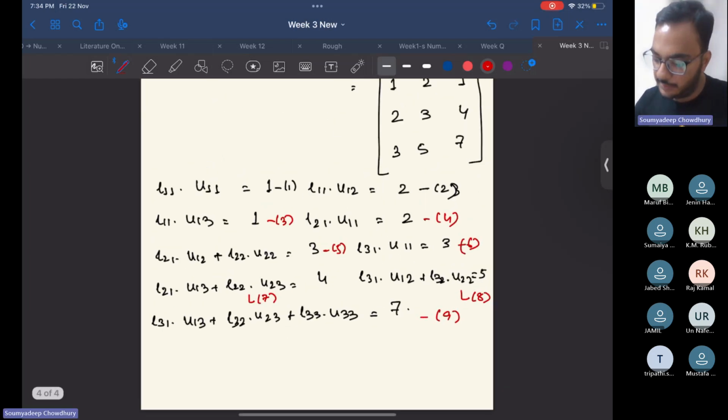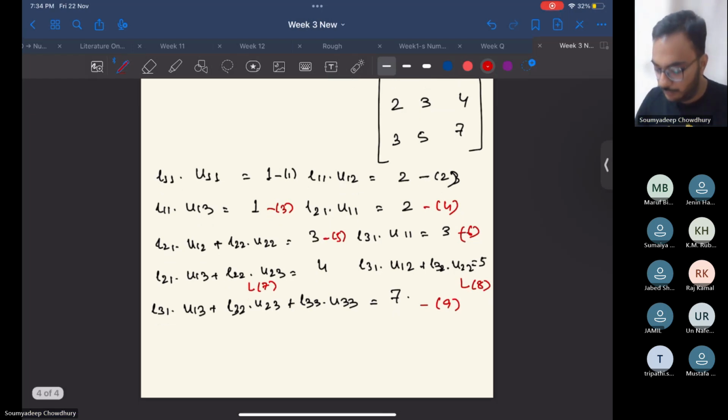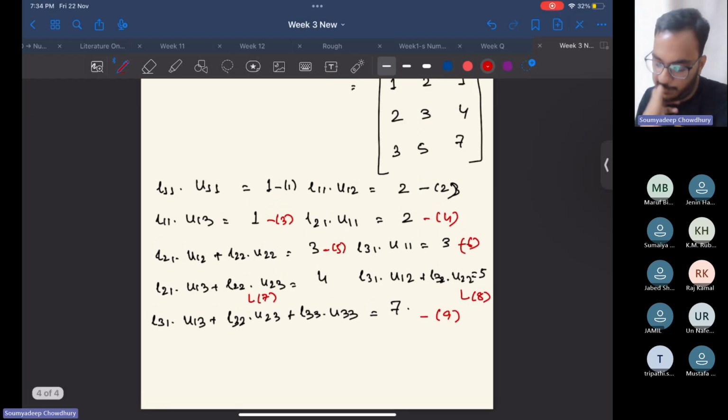So now first we'll see the first equation. If you see L11 into U11 equals to 1. So can you find out from this? You have to do some manipulations and then you can find out the values of L11, U11, L12, U12, all these values. But you have to do some manipulations for that. I'll just see if I can do it now.